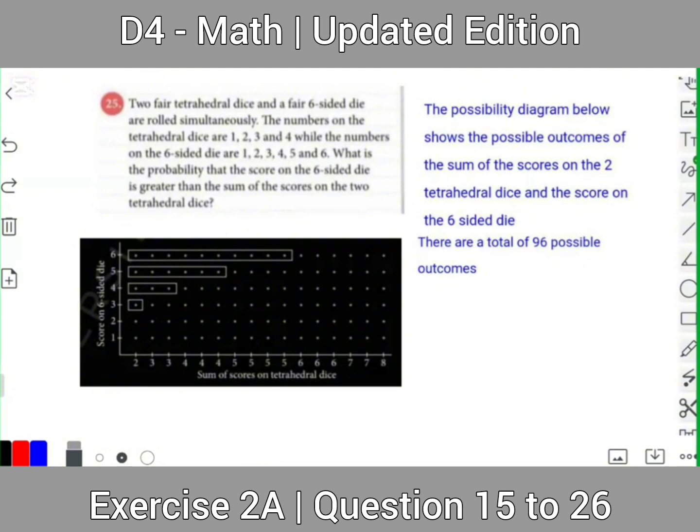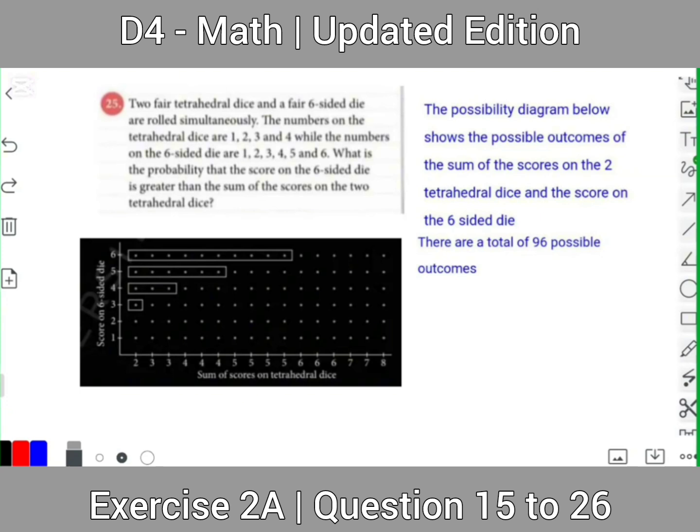So on the vertical axis, we have the score on the six-sided die, and those are 1, 2, 3, 4, 5, 6. And on the horizontal axis, we put the sums of scores on the tetrahedral dice that we have seen in our previous diagram. So there are 2, 3, 3, 4, 4, 4, 5, 5, 5, 5, 6, 6, 6, 7, 7, and 8. And we have drawn the dots for the possible outcomes.